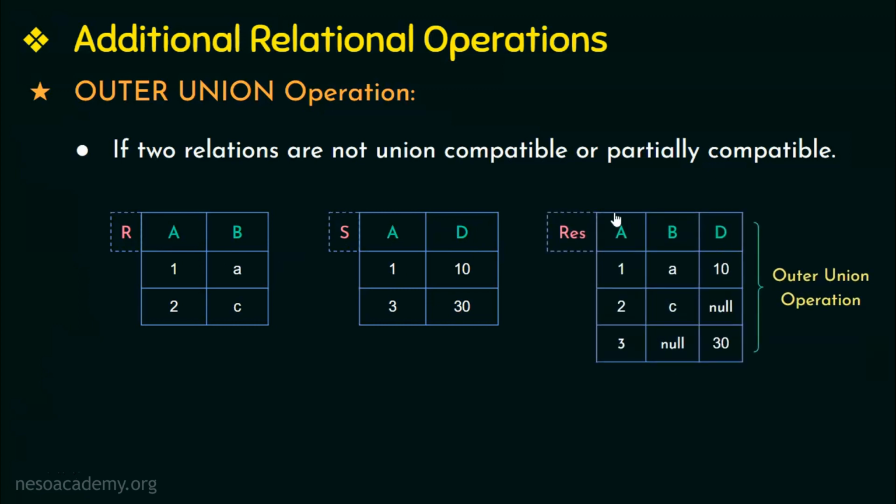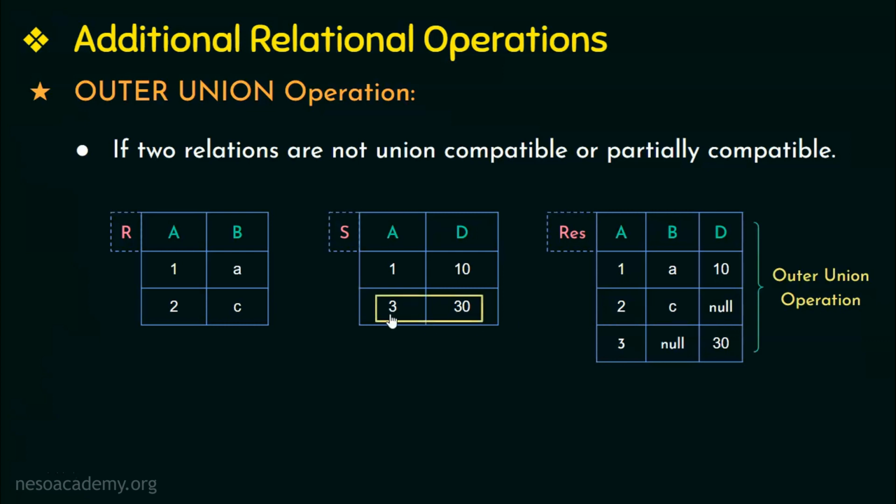This is the result of the outer union operation. Let us see how it works. We see in these two relations there is a common attribute, that is attribute A. Now from the first tuple from relation R, this value matches with this value. Therefore, these tuples are displayed in the result. Similarly, the second tuple from relation R is displayed in the result. Since this value 2 from relation R does not match with any of the values in this common attribute from relation S, the remaining tuple will be filled with null values.